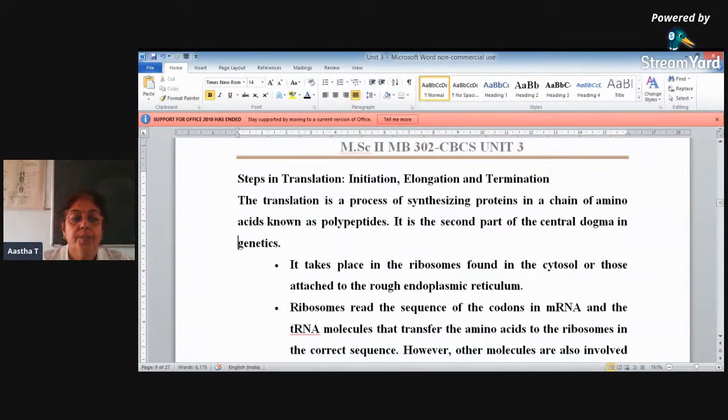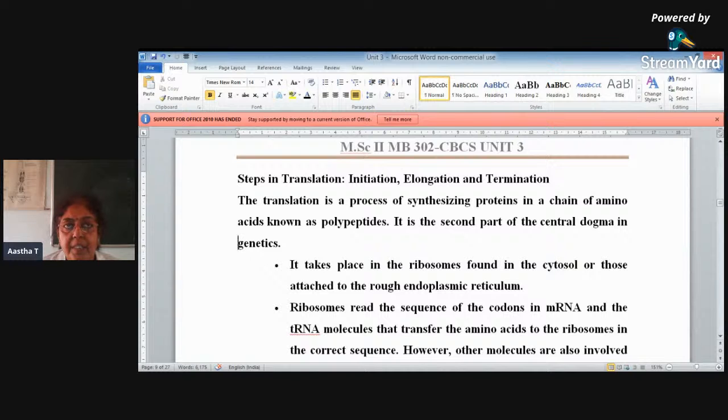Okay, so steps in translation. There are basically three steps in translation: initiation, elongation and termination. What is translation? It is the synthesis of proteins, that is the chain of amino acids, which are known as polypeptides. You can call it the second part of the central dogma of molecular biology, which says that RNA is synthesized from DNA by the process of transcription, and proteins are synthesized from mRNA by the process of translation. So translation is the second part of the central dogma.